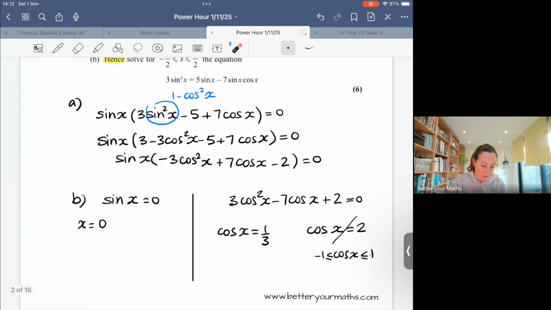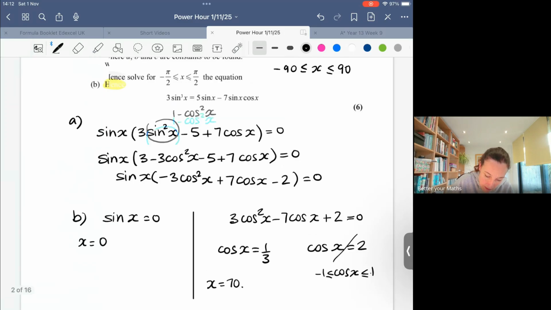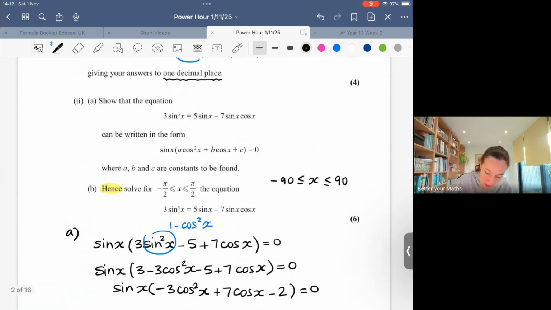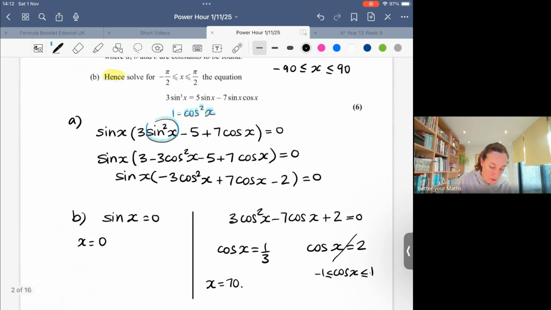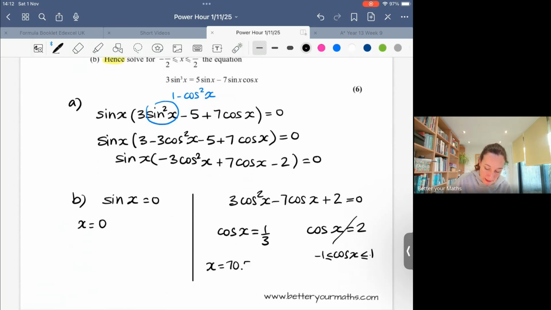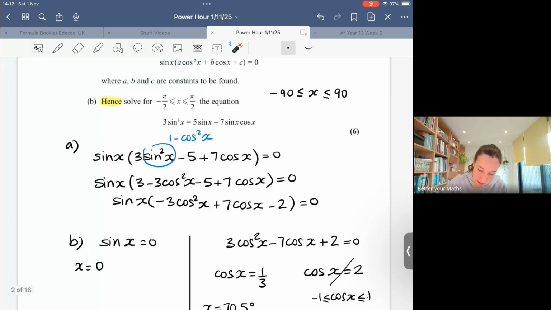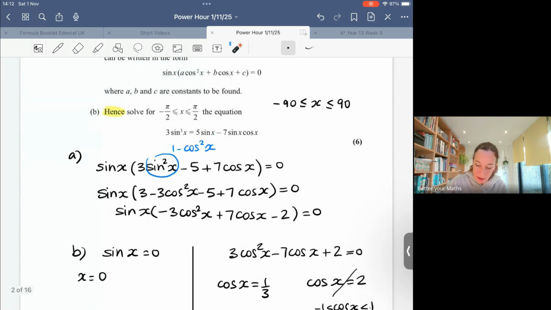And then cos -1 of 1/3 is giving us 70 degrees. So x is going to be 70.52. They don't say to what, but I'm going to do the same as in the previous question. So to 1 decimal place, 70.5 degrees is in my interval. If you try to find the other solutions between -90 and 90, we are not going to have any other.